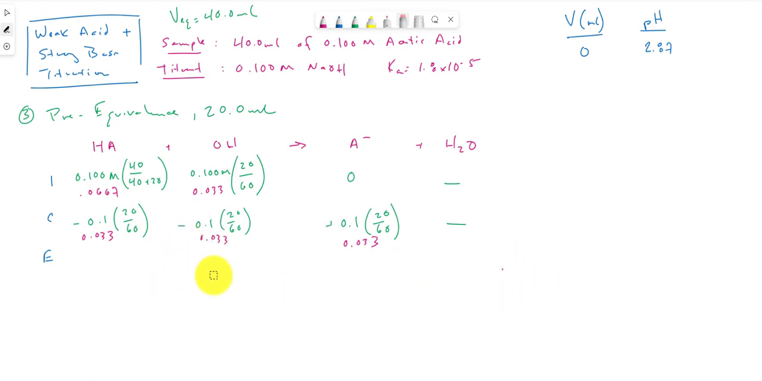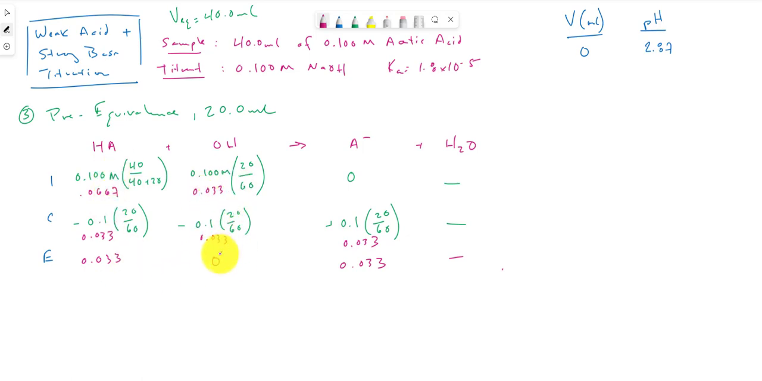So just for convenience, I don't normally do this if I'm solving a problem like this, but just so that you can see, I simplified these numbers so that they're actual values. Instead of 0.1 times 40 over 60, that is actually equal to 0.0667. The pink numbers here are the actual values. At equilibrium, our HA concentration is going to be 0.0667 minus 0.033, which gives us 0.033, so we're exactly half.